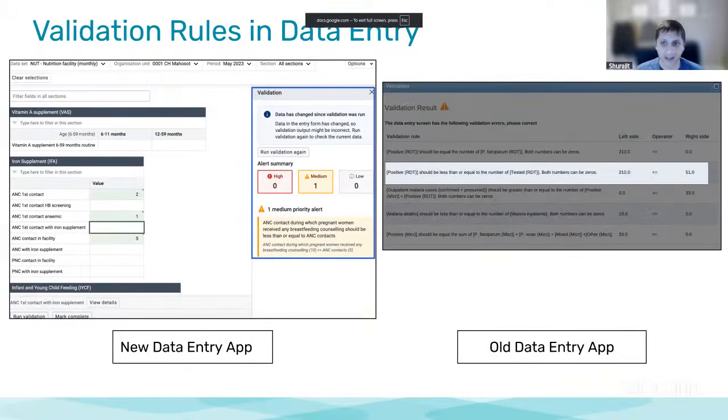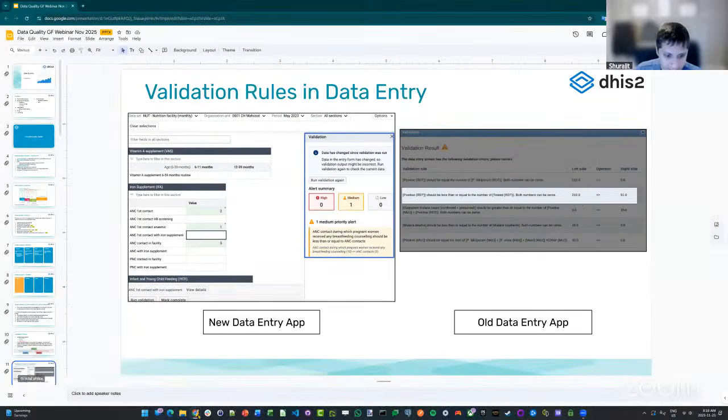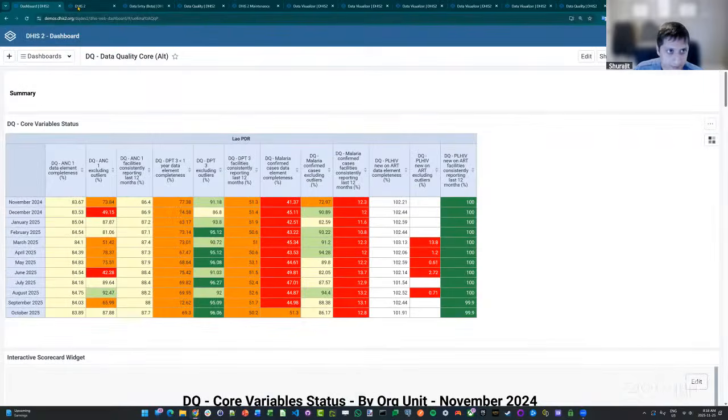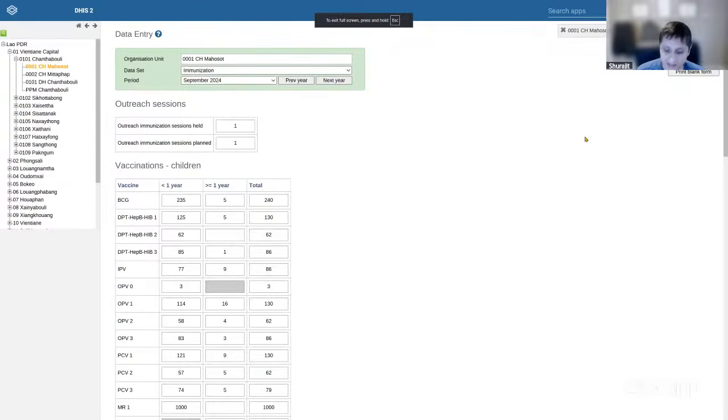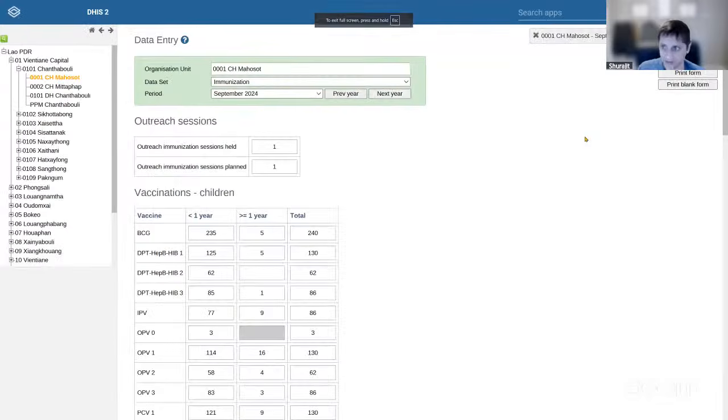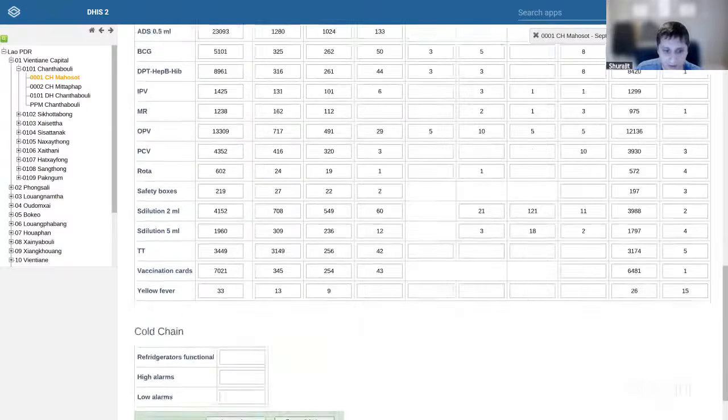Yeah, and just quickly, this is how it looks in DHIS2. I'll jump over to DHIS2 just to show this. We have the new data entry app in terms of how validation rules are viewed, as well as the previous data entry app. Okay, so this is the previous data entry app, and I'm just in a data set. Most of you are probably familiar with this app if you've been using DHIS2.